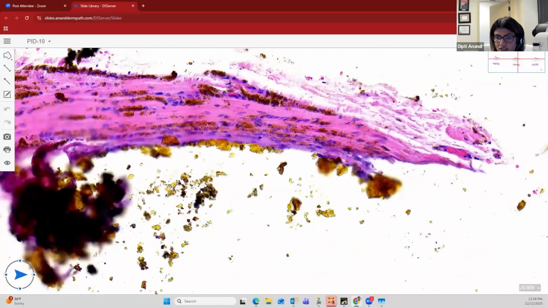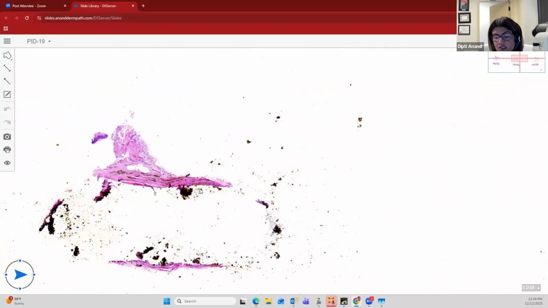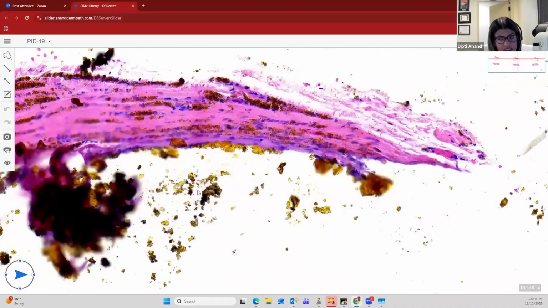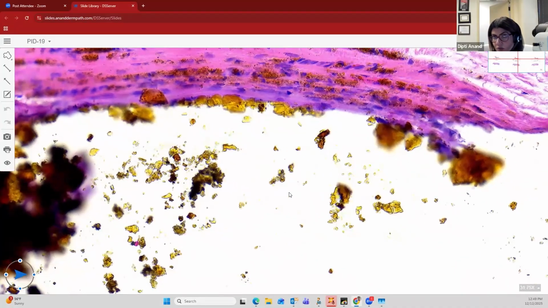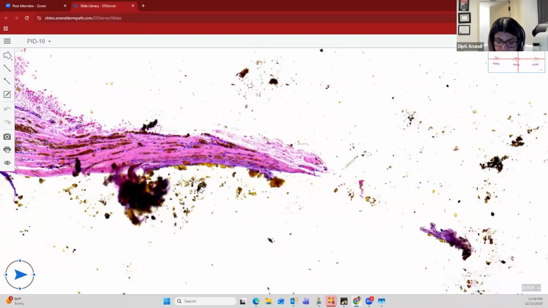This is a foreign body reaction. And believe me, this is a frequently encountered foreign body reaction. We see this, I wouldn't say quite a lot, but we definitely see it at least once every 3 to 4 months. So this is a foreign body reaction from iron, crystalline iron.